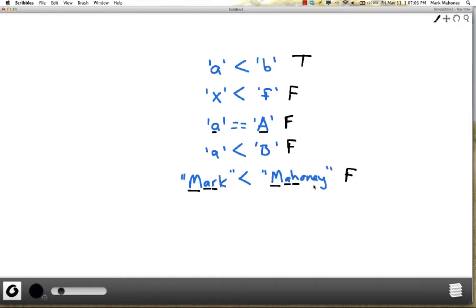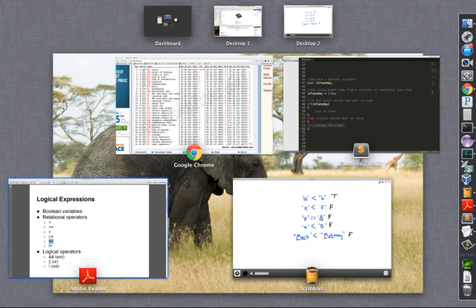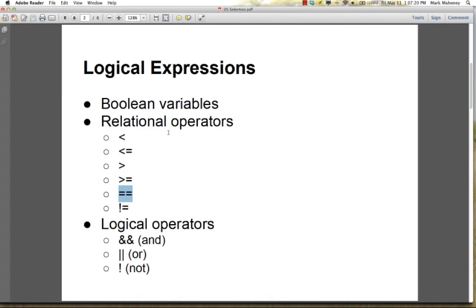So when you're comparing strings, think of it like looking up words in a dictionary. The less than basically means, does this word come before another word in the dictionary? Okay, so those are our relational operators.